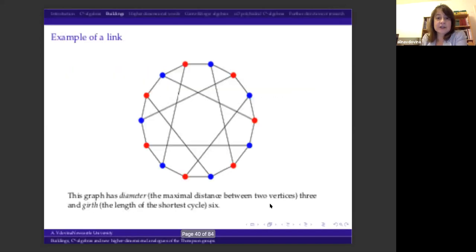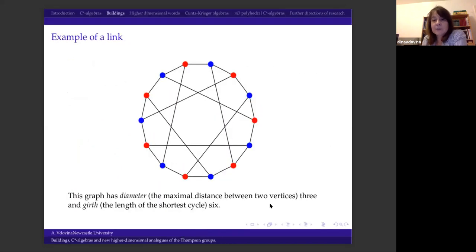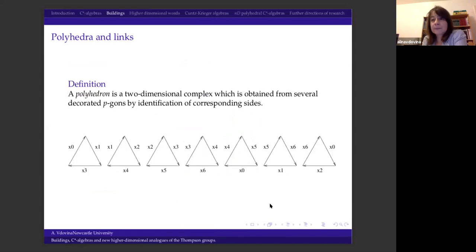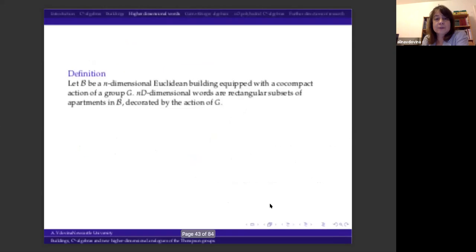For example, in the example which I gave here, if you glue those seven triangles, you get a complex which has just one vertex and seven faces. Then when you take the universal cover, you get this graph as a link. And all edges in your building will be decorated by those letters, like 0, 1, x1, x0, x3, and so on. So this is the decoration of the building.